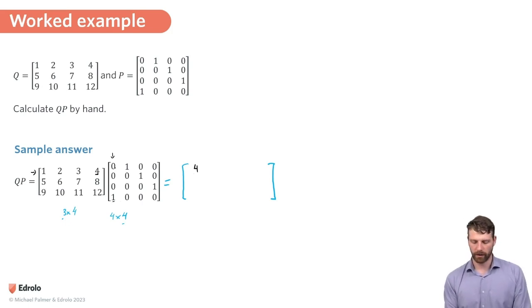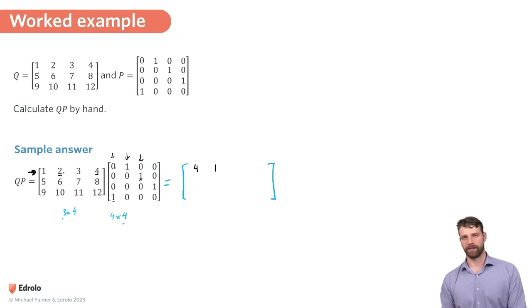Okay, moving along. Now I need to do this position here, which is row 1, column 2. So I need to look at row 1, column 2. And I can see that the 1's matching up with the 1. So it's going to return a 1. And now I'm on to the next one, which is in row 1, column 3. So I need to look at row 1, column 3. And I can see that the 1's in the second position and the 2's in the second position. And that's how they're going to meet when they multiply. So I'm going to get 1 times 2 is 2.